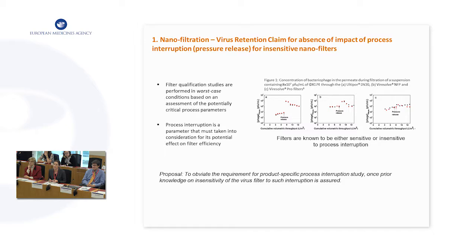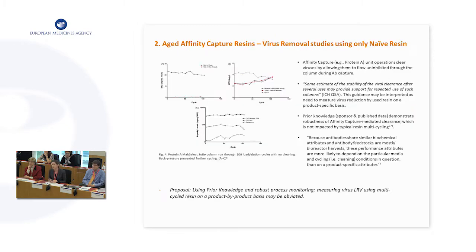And so what we are understanding now is that depending on the filter type and the operating conditions that are utilised, filters may be either sensitive or insensitive to process interruptions. So as part of process knowledge, either internal process knowledge but also platform data, we're able to understand and therefore propose, on the basis of this prior knowledge, to obviate the requirement to perform product-specific process interruption studies once there's a thorough knowledge of the insensitivity of that virus filter to such interruptions, and that has been assured.